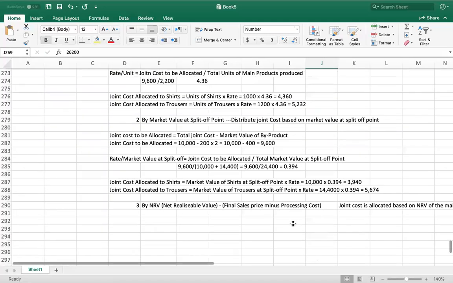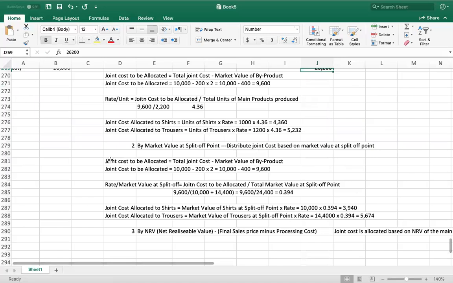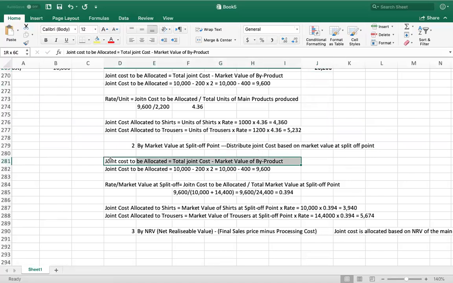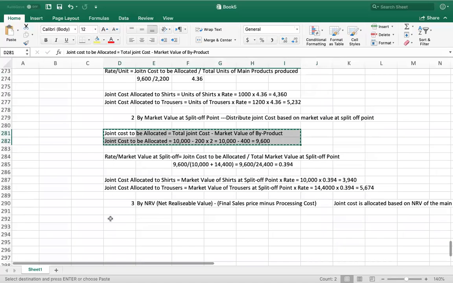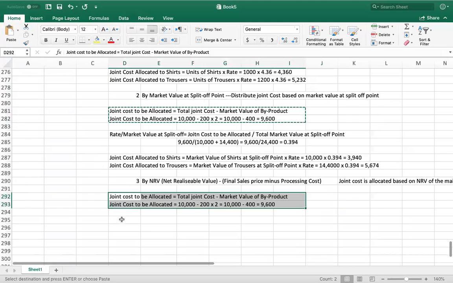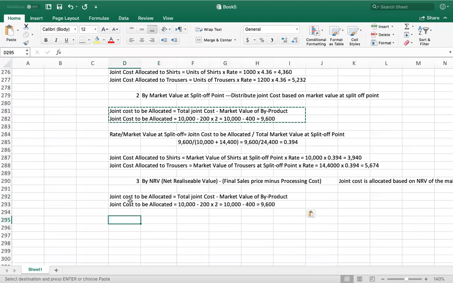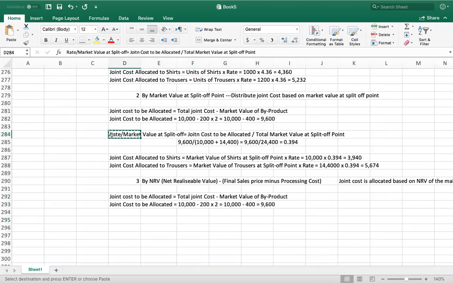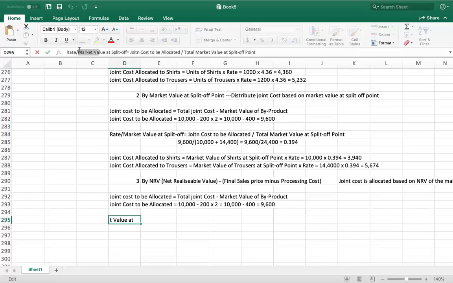Based on this, you will calculate again these two methods. The first step is the same, so you will write the first step. Now you will calculate the rate. In the same way you will calculate the rate, but here you will change the value.